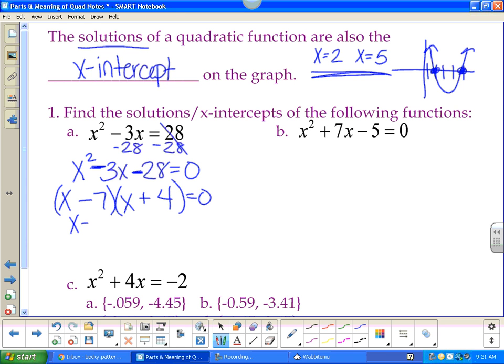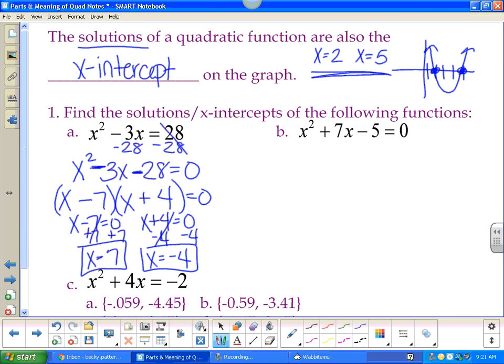Then I set each one equal to 0 and solve it. So the solutions are 7 and -4, and the x-intercepts are also 7 and -4. Okay, so let's look at B.